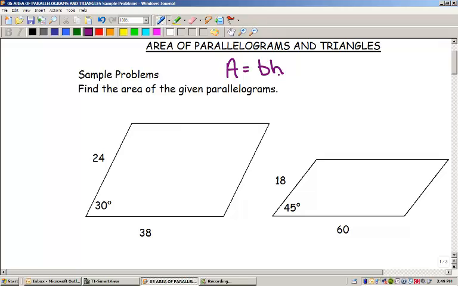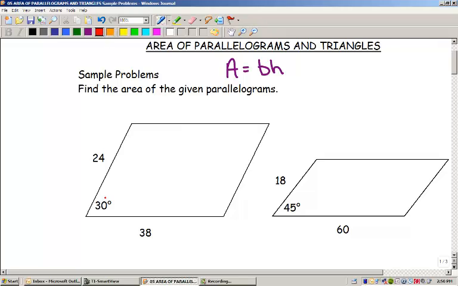Remember, the base has to be a side of your parallelogram, and then the height is going to be perpendicular to it. So you take a look at the first problem and you see that both sides are given to you. This is 38, which means this piece is 38, that's 24, and that's 24. But the problem is you don't see that there is a right angle. There are no altitudes right now.